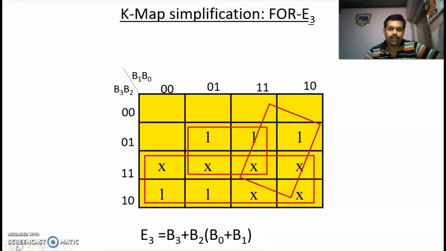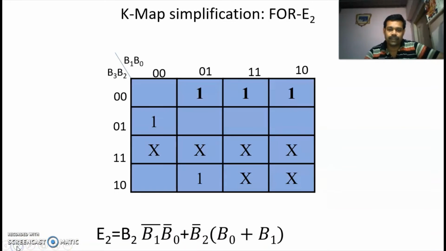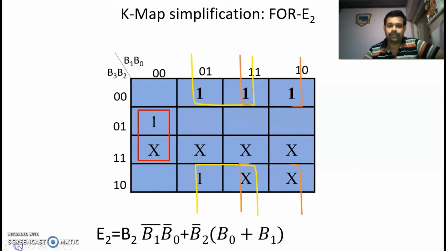So next we are going to go for the K-map for E2. We have grouped the ones, then we are going for grouping. So these are the 3 groups we are getting. The expression for this one is B2, B1 bar, B0 bar. For this one, B2 bar, B0. For this one, B2 bar, B1. So from that we have taken B2 bar common. So we are getting B0 plus B1.